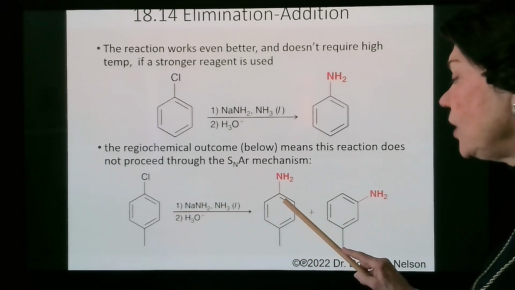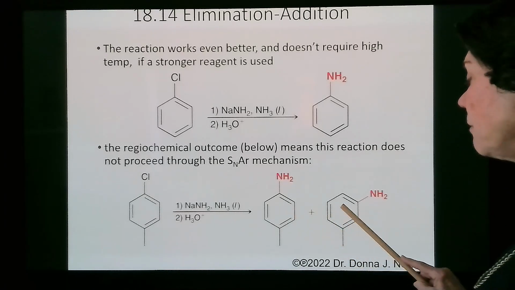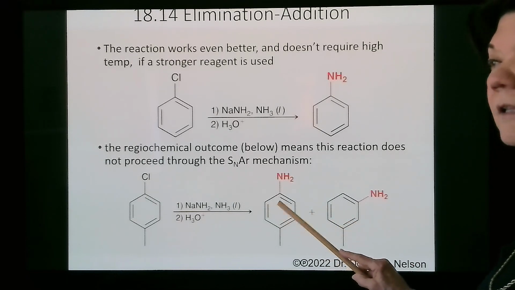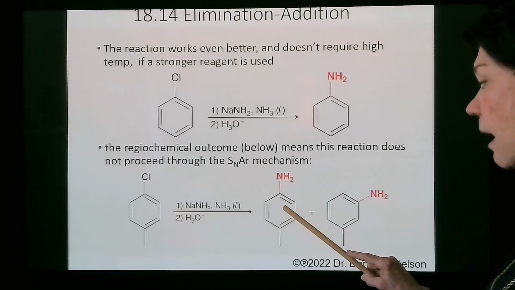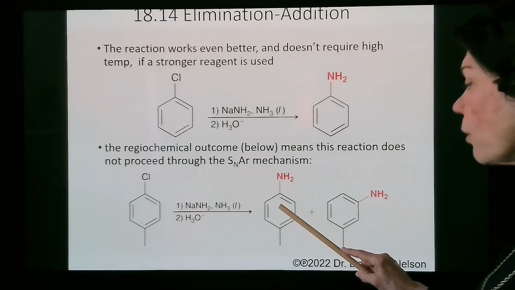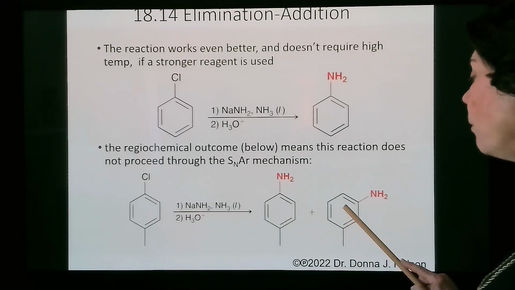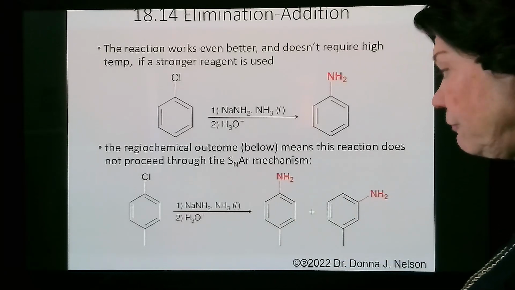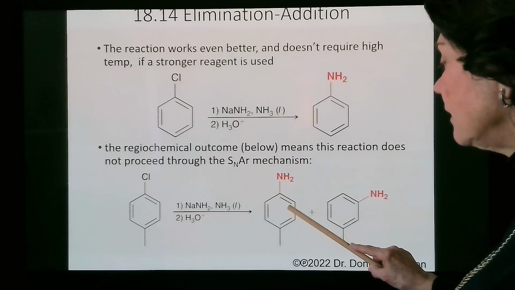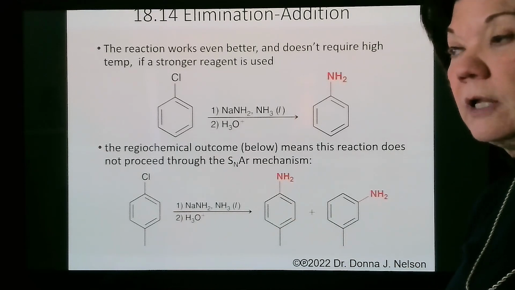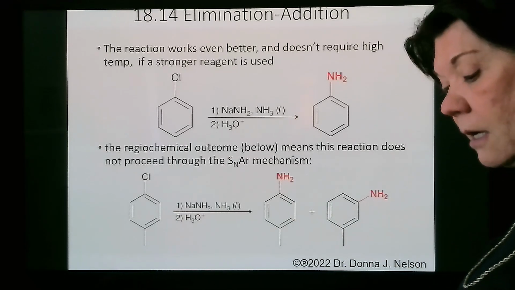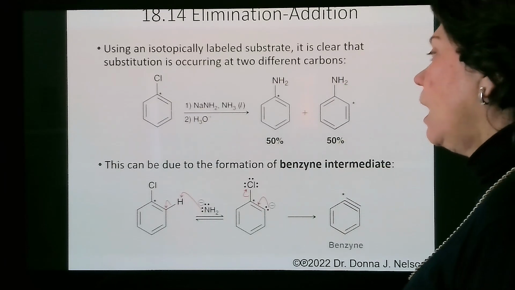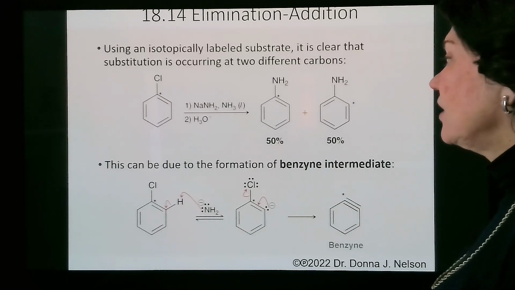And so when you see this sort of product mixture, and it will be very close to 50-50, maybe 49.5 and 50.5%, what that means is that it has gone through that symmetrical intermediate, the benzyne intermediate. So here is additional evidence for the existence of benzyne.